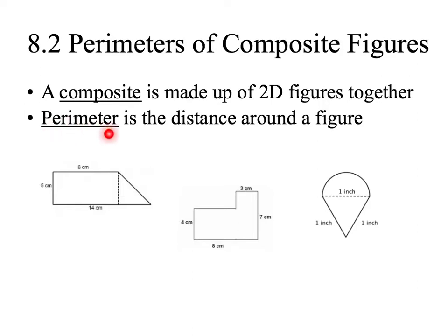Just looking at examples here of composites. This is a composite of a rectangle with a triangle. Here would be a couple of rectangles together. Here would be a triangle and a semicircle. So any kind of composite is just a combination of figures put together.